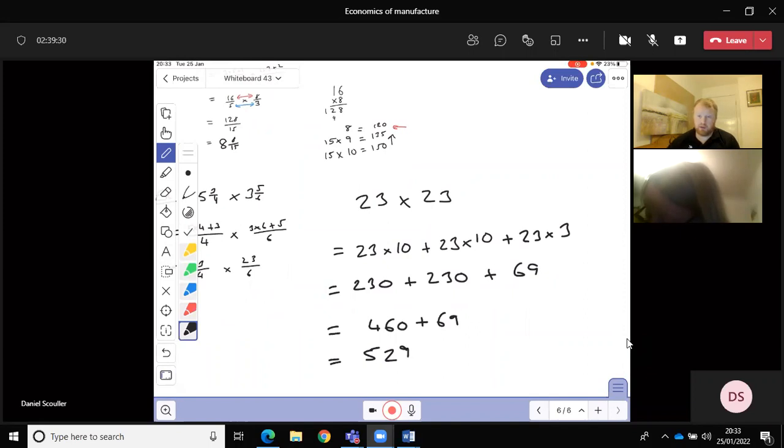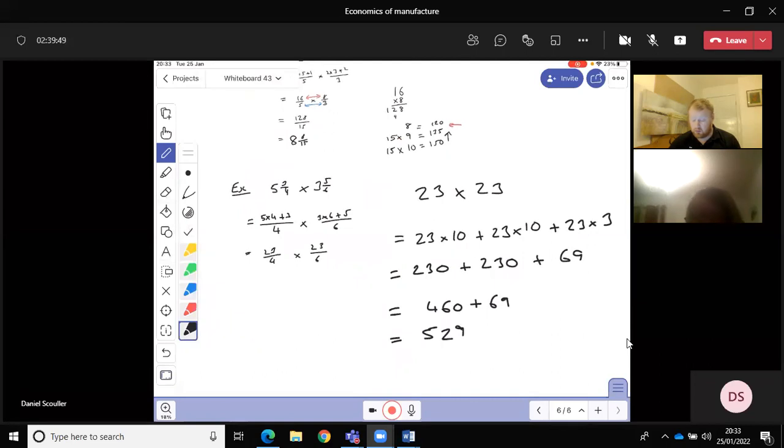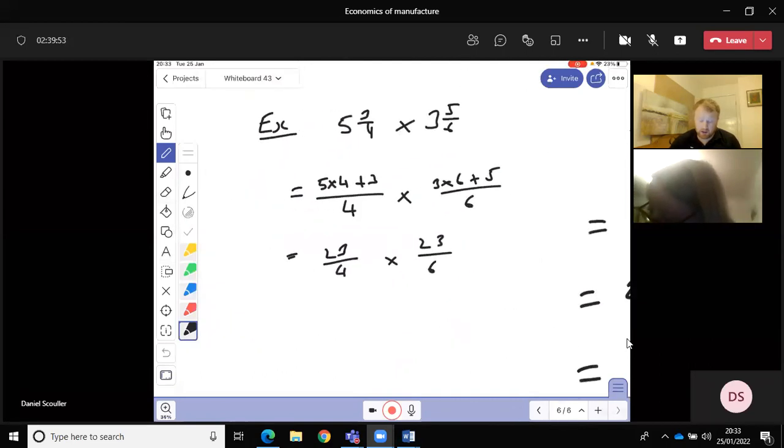Just double checking my calculator so I'm not telling you lies. Okay, but if you got that in a non-calculator, 23 times 23 is a hell of a multiplication. But remember, the rules of multiplication mean we can break one of them down. So, a lot easier to digest. 23 times 23 is 529.